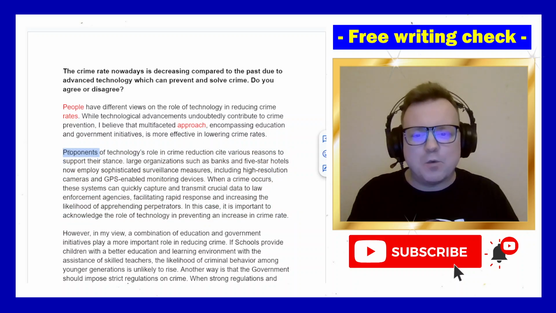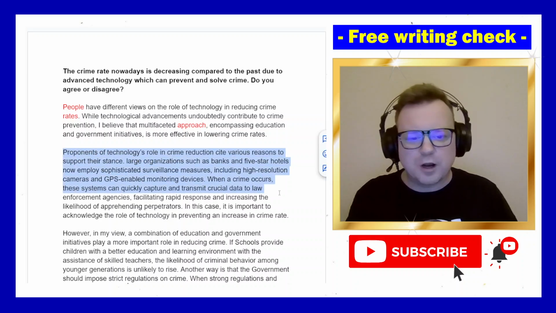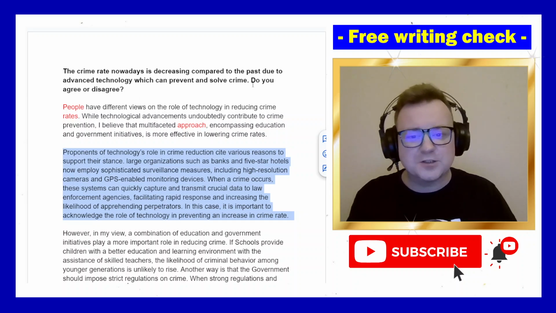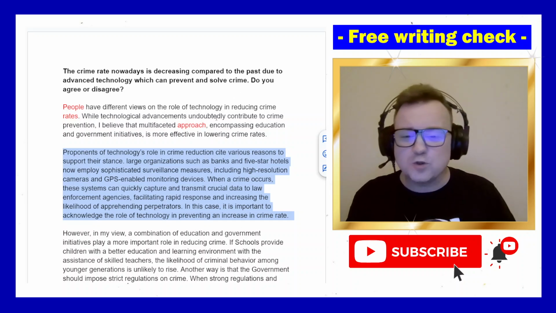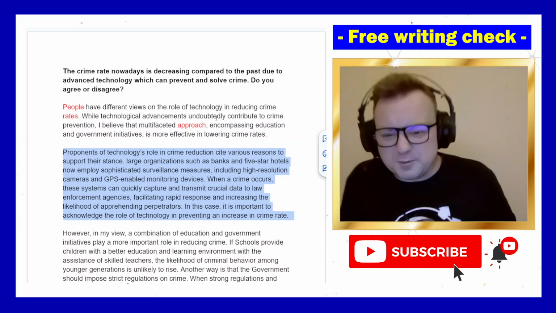And we don't get that. We get the reasons why advanced technology is responsible in decreasing the crime rate. And that's not what we need in this type of essay. So it's very important for candidates to understand the different kinds of IELTS questions. Some say there are 4, some say there are 5, some say there are 7. I guess there are really 4 or 5 maybe.